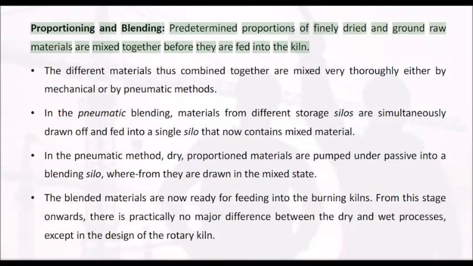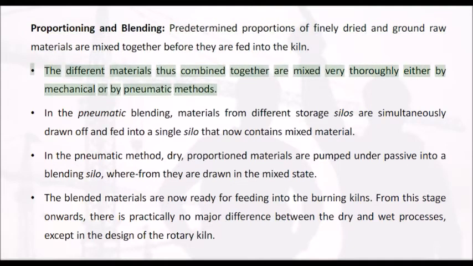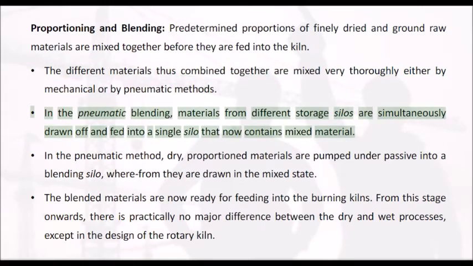Proportioning and blending. Predetermined proportions of finely dried and ground raw materials are mixed together before they are fed into the kiln. The different materials thus combined together are mixed very thoroughly either by mechanical or by pneumatic methods. In the pneumatic blending, materials from different storage silos are simultaneously drawn off and fed into a single silo that now contains mixed material.